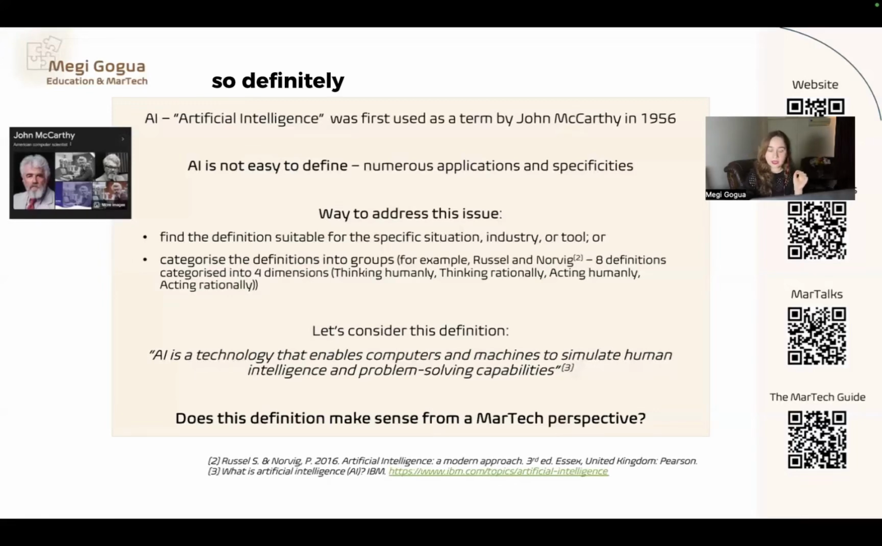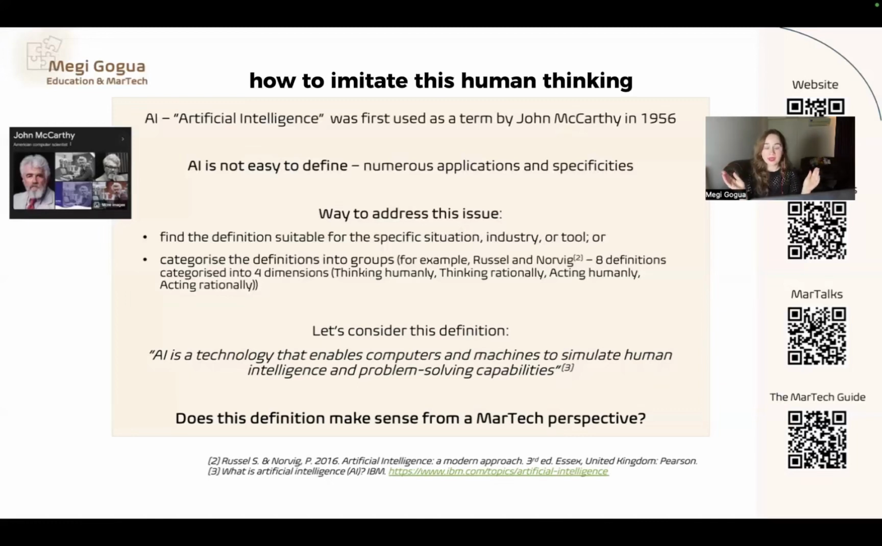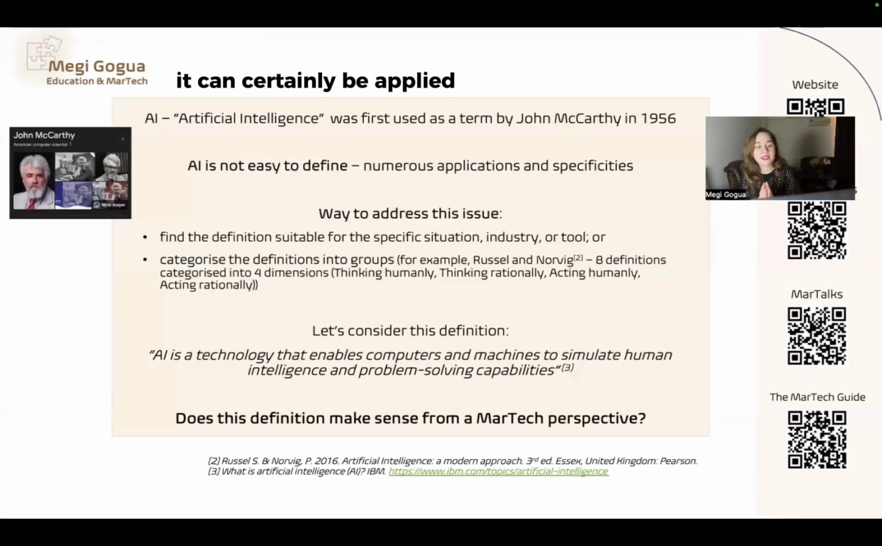So, definitely, AI is rooted in understanding human nature, the human way of thinking, in order for it to learn how to imitate this human thinking, and how it can be applied to problem solving, which would be facilitated as a human, but facilitated by the large amount of big data that we have currently.